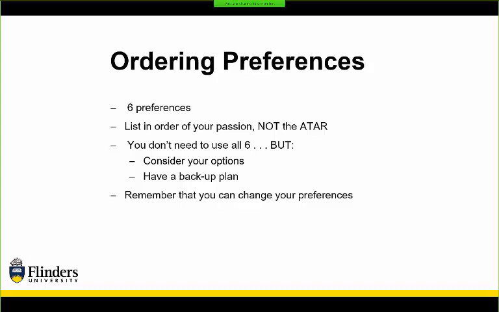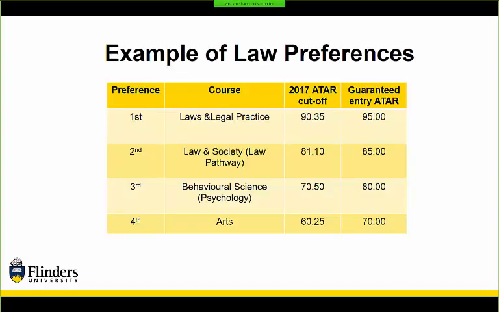To give you a bit of an example of how someone has preferenced their application, we do have this example here. In first preference, this person wants to get into law and legal practice, but then they've also backed that up nicely with a law and society law pathway. And to be honest, there's a third preference this person could have done as well that can help get them into the law and society law pathway degree. So there's lots of options available for you.